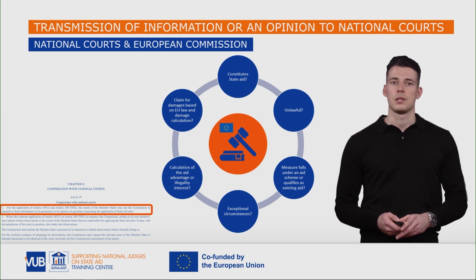In its notice on the enforcement of state aid rules by national courts, the Commission mentions that national courts may ask for advice on whether a state measure constitutes state aid or whether an aid measure is unlawful. Furthermore, it may ask whether the aid measure falls under an aid scheme approved by the Commission or qualifies as existing state aid. The national court can ask whether there are exceptional circumstances preventing it from acting against unlawful state aid.